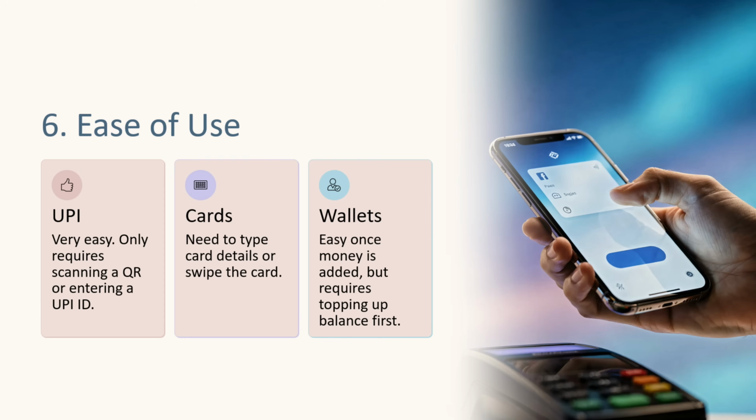Sixth comparison is ease of use. UPI is very fast, only requires scanning a QR or entering a UPI ID. In case of cards, you need to type card details or swipe the card. In case of wallets, it is easy once money is added, but requires topping up balance first.